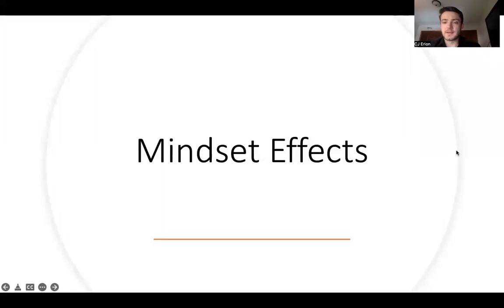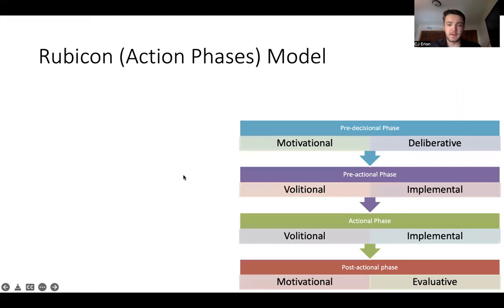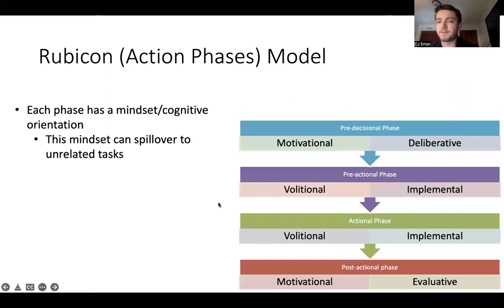Okay, last lecture on this topic here. Just want to go over some additional effects that these various mindsets have. If you recall, with this Rubicon model, each phase has a different mindset or cognitive orientation, right? And this mindset can spill over to unrelated tasks.